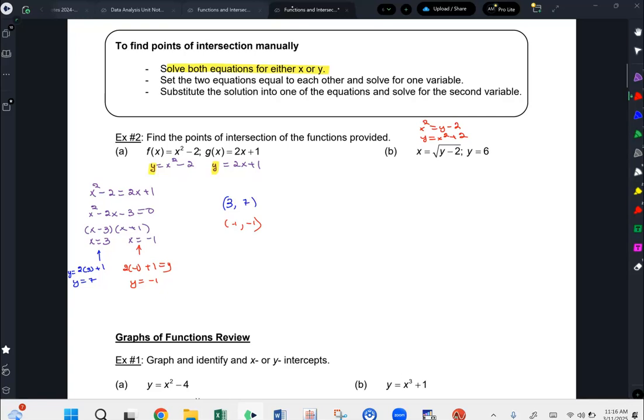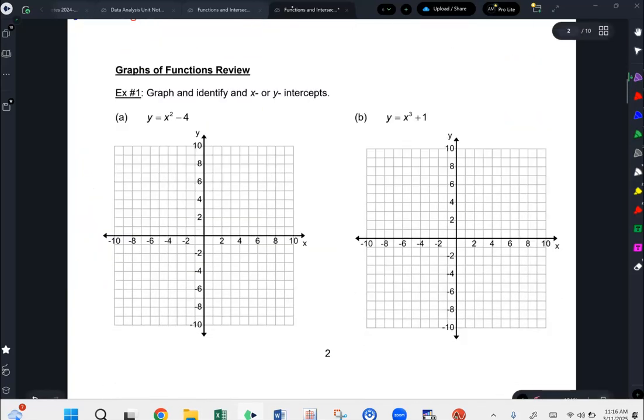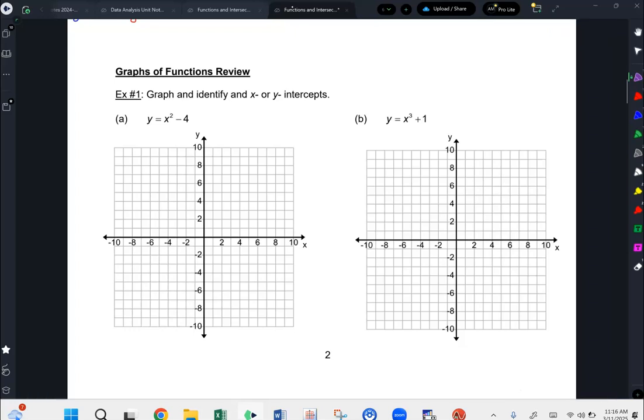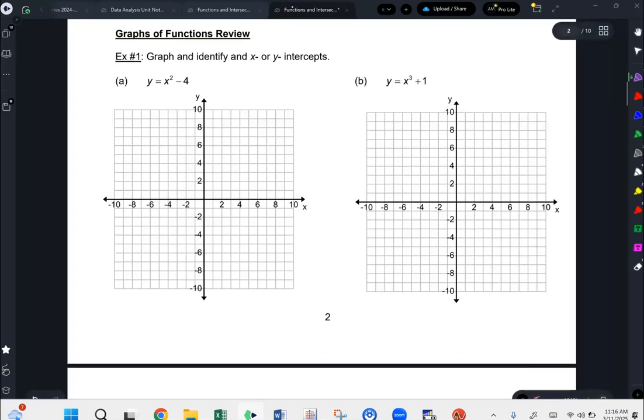Or we know that y is going to be 6 always. We just need an x value. So I can just plug 6 into here. Right? So the coordinate where they intersect is 2 comma 6. All right? Questions? Okay. All right, so let's review graphing functions, obviously without a calculator.